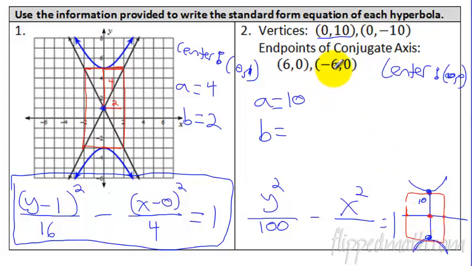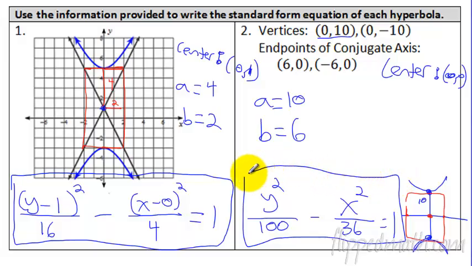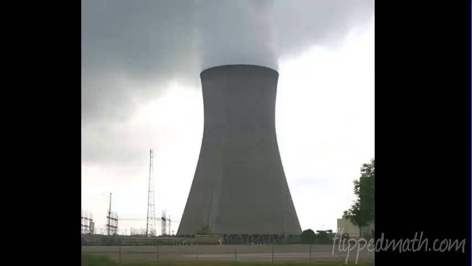It was a distance of 6. So if b is 6, then a 36 goes here. And box our answer.